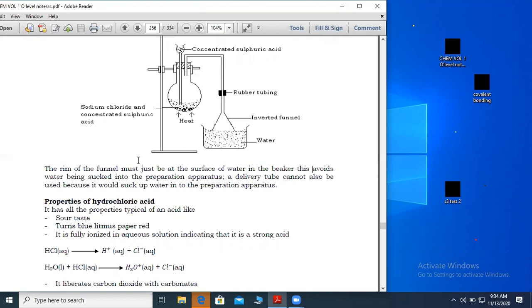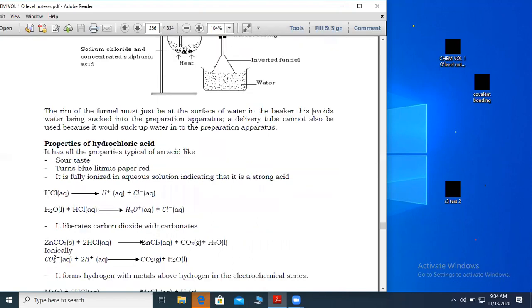Properties of hydrochloric acid. Now, after forming hydrochloric acid by dissolving hydrogen chloride in water using an inverted funnel.